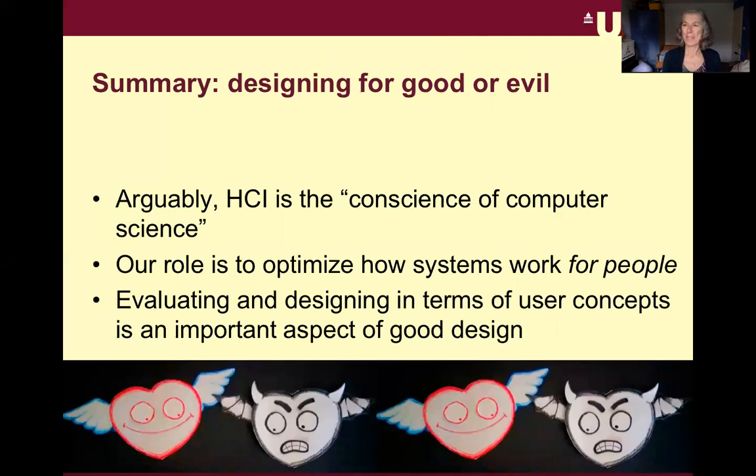It's not my own phrase, but I have heard HCI being described as the conscience of computer science, where the people who think about, is this good for people? Is this good for users? How do we make systems that work well for people? Our role is to optimize how systems work for people. That doesn't mean necessarily making the algorithms as efficient as possible, though that can help. It's making systems really fit to work with and for people so that people can do their best work, can achieve their potential.